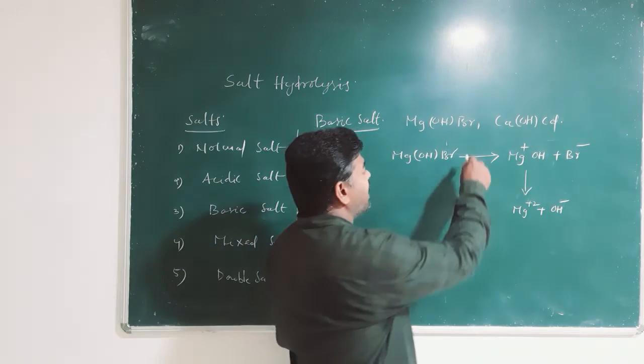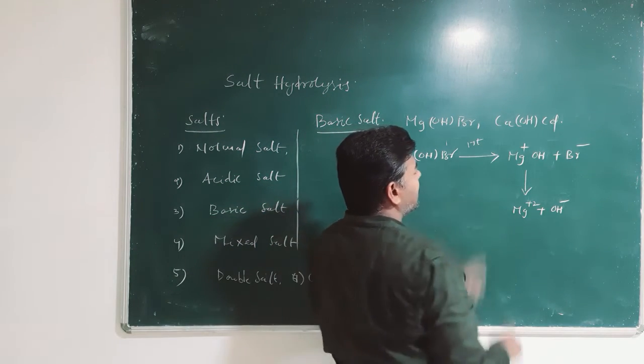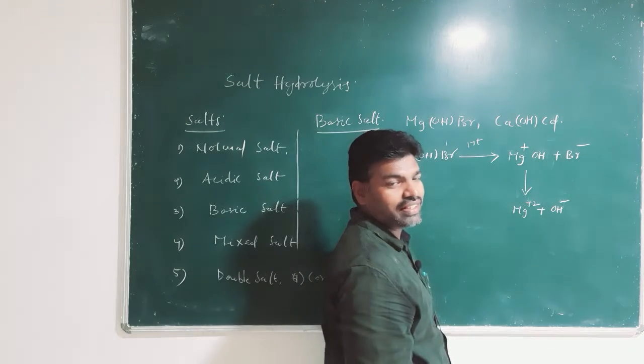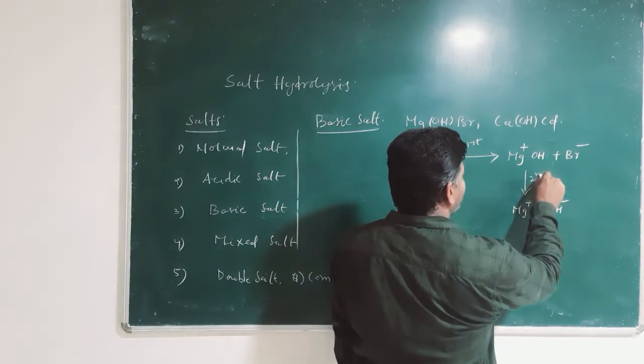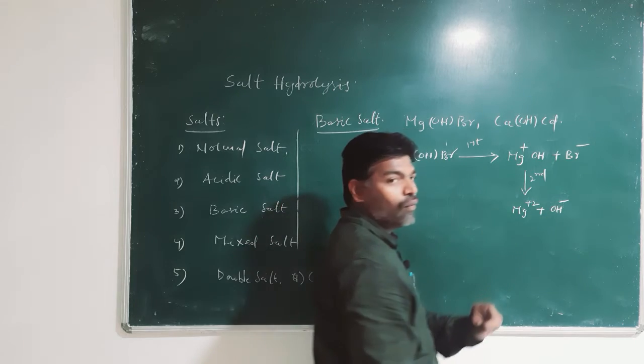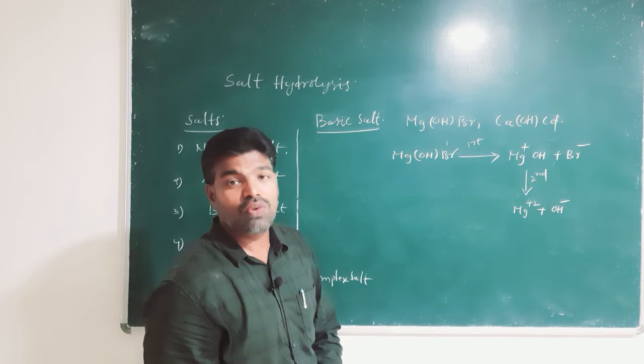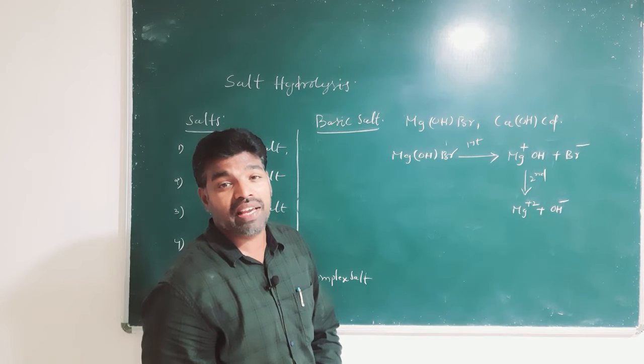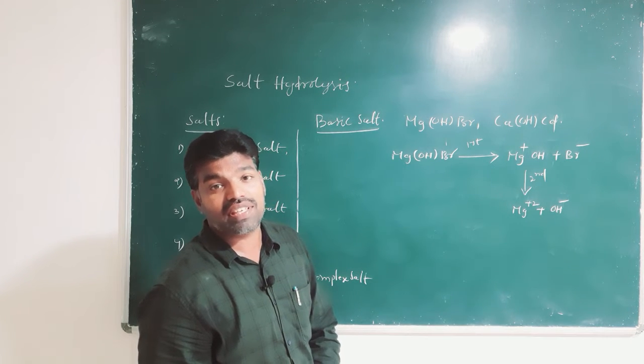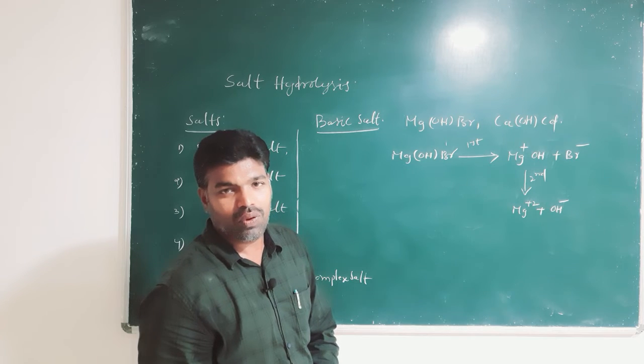In the first ionization it does not release OH minus ions, but in the second ionization it releases OH minus ions. So basic salts are the salts which release OH minus ions other than in the first ionization.